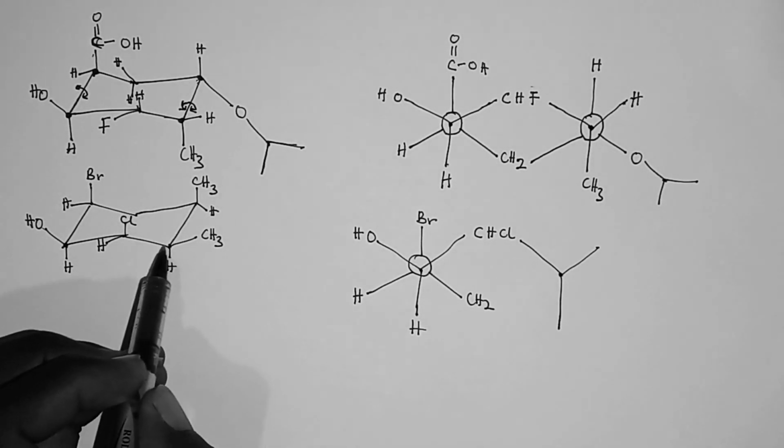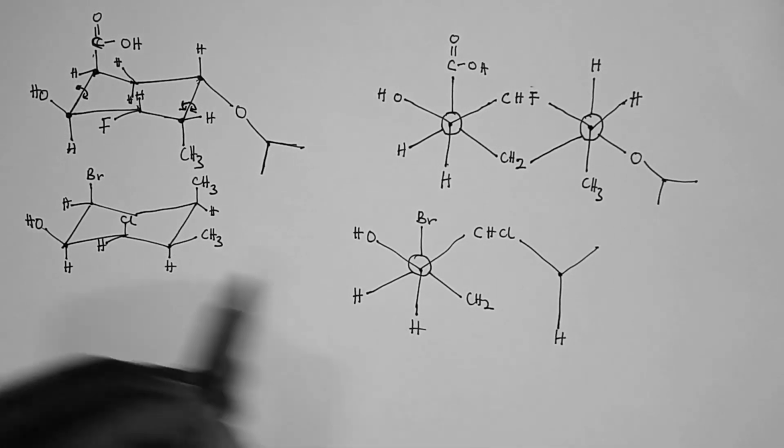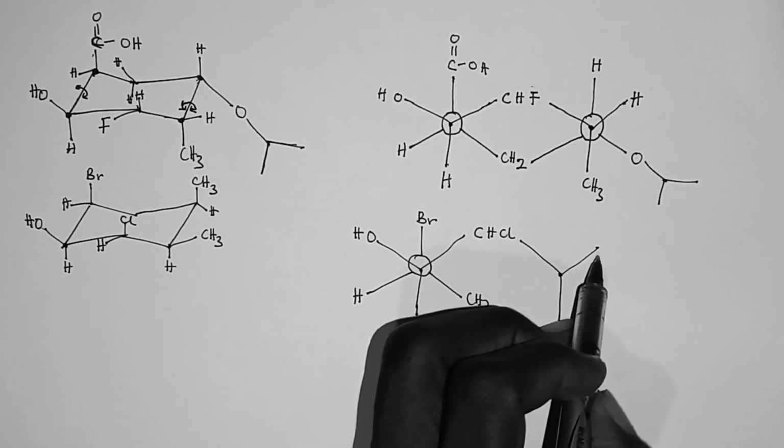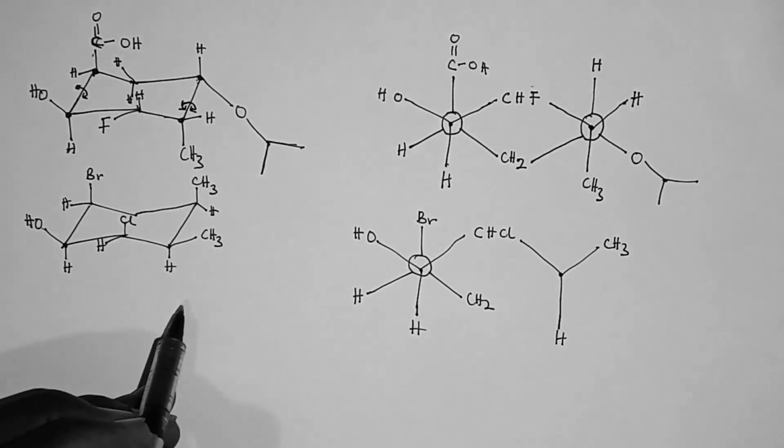Then let's come to this carbon. The down part is made up of a proton, so this is this proton over here. Then the right hand side is a CH3 group. So this part is a CH3 group.